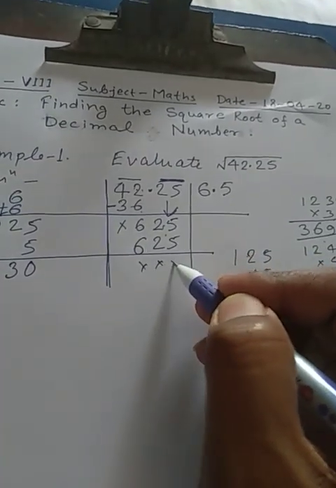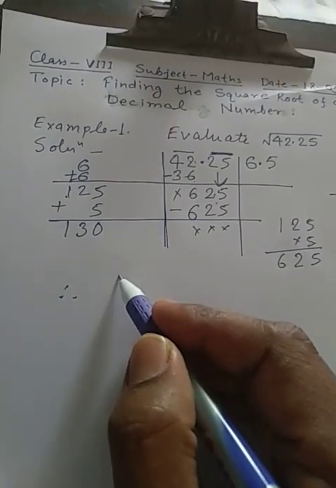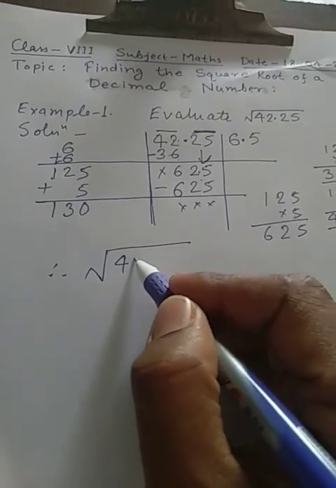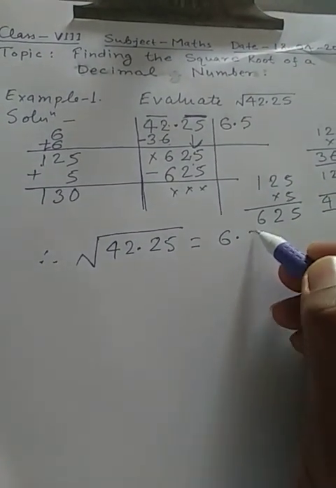Now it cancels out after subtraction. Therefore we can write the square root of 42.25 equals 6.5.